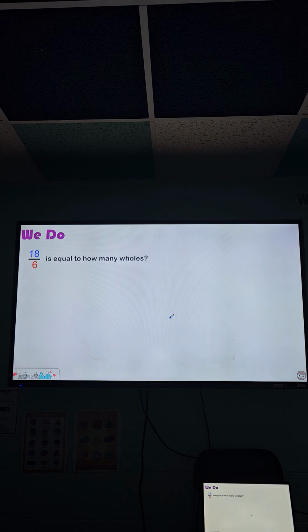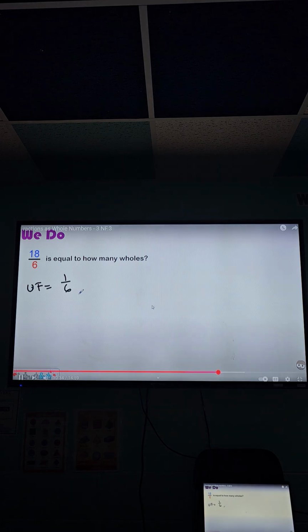So using that pattern, let's take a look at this we do, okay? So you should be jotting this down in your notes with me as we go. It says 18/6 is equal to how many wholes? Well, the first thing I need to recognize is my unit fraction, right? So if my denominator is 6, my unit fraction would be 1/6, okay?